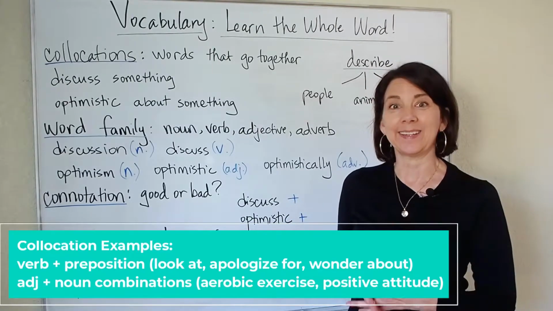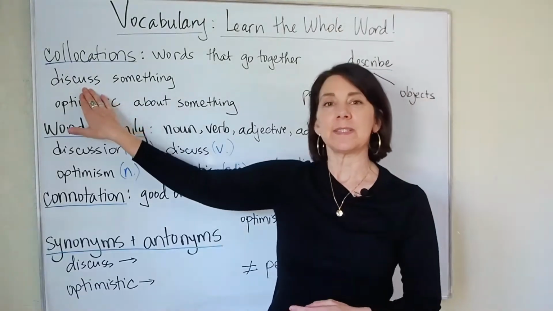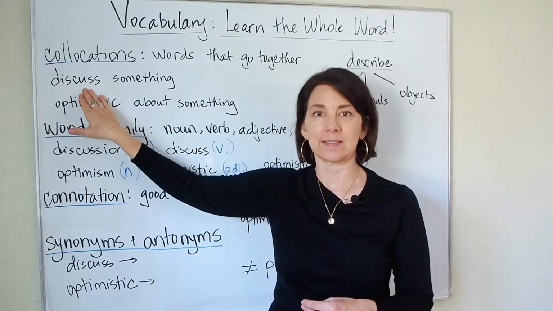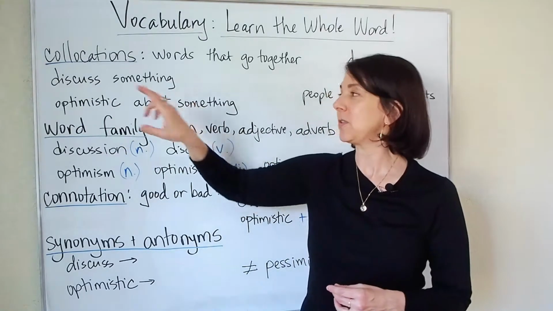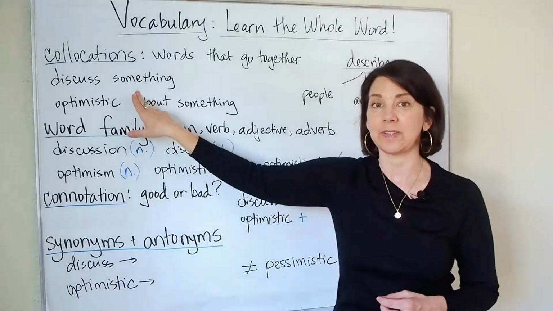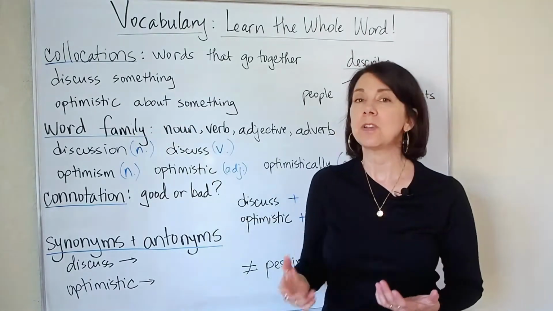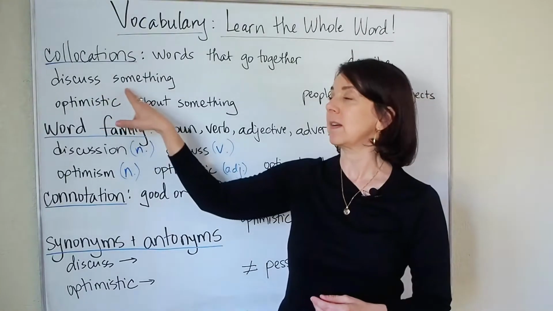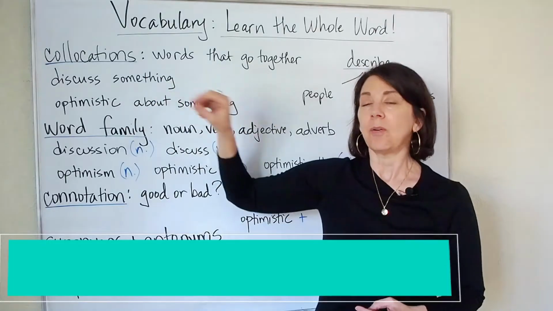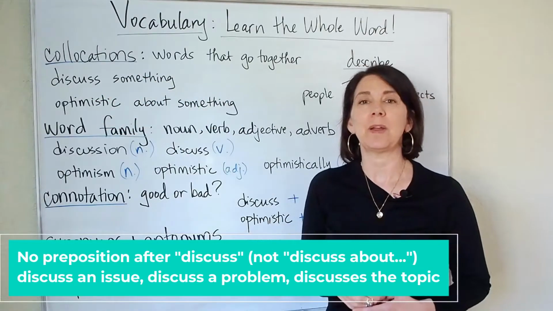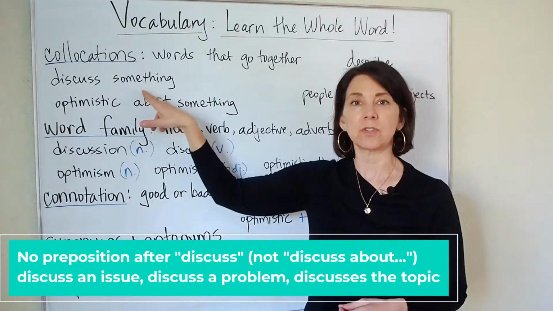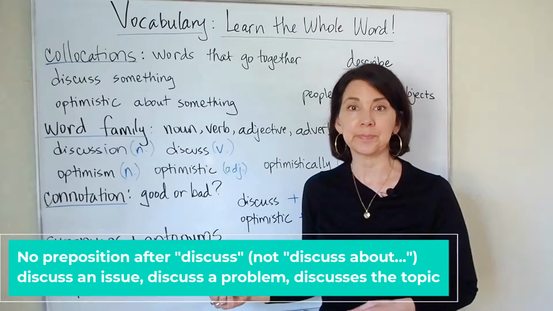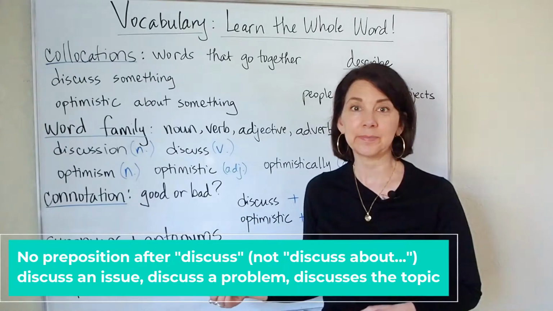So let's look at an example. For the verb discuss, what is a collocation with the verb discuss? Well, discuss is a little bit tricky because there's no preposition that's used with discuss. We don't say discuss about something. We just say discuss something. Now, that's one thing that you need to learn. The next thing you might want to learn is what kinds of nouns you could put here. So we could say discuss the issue, discuss the problem, discuss the topic.